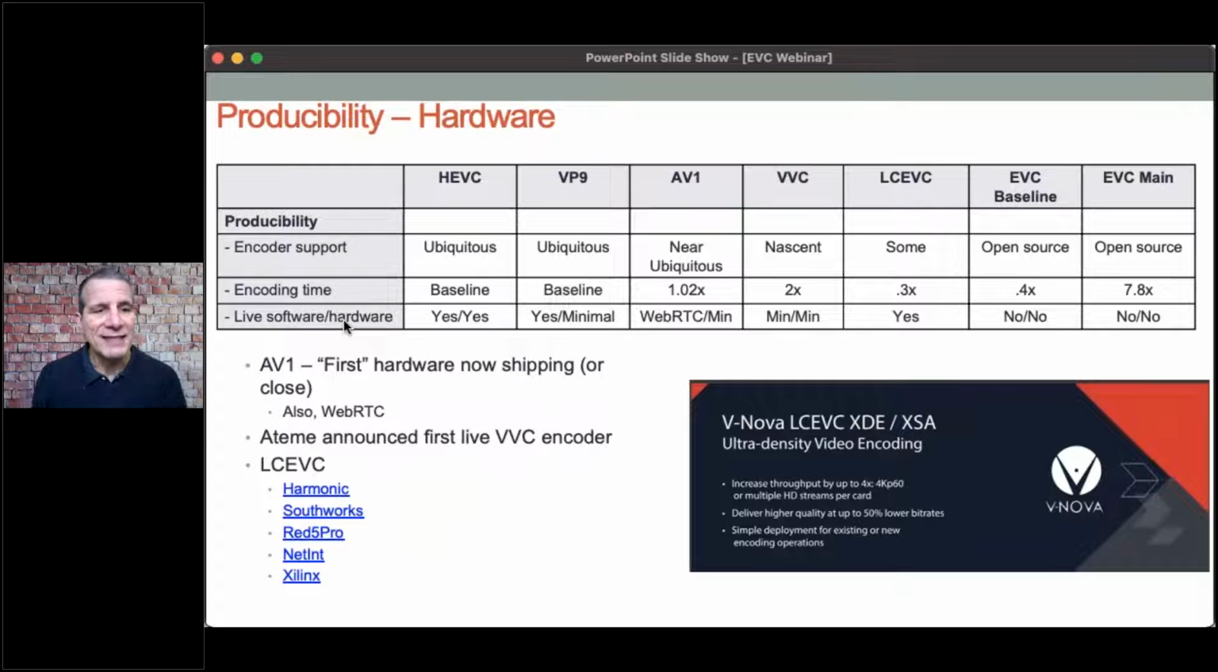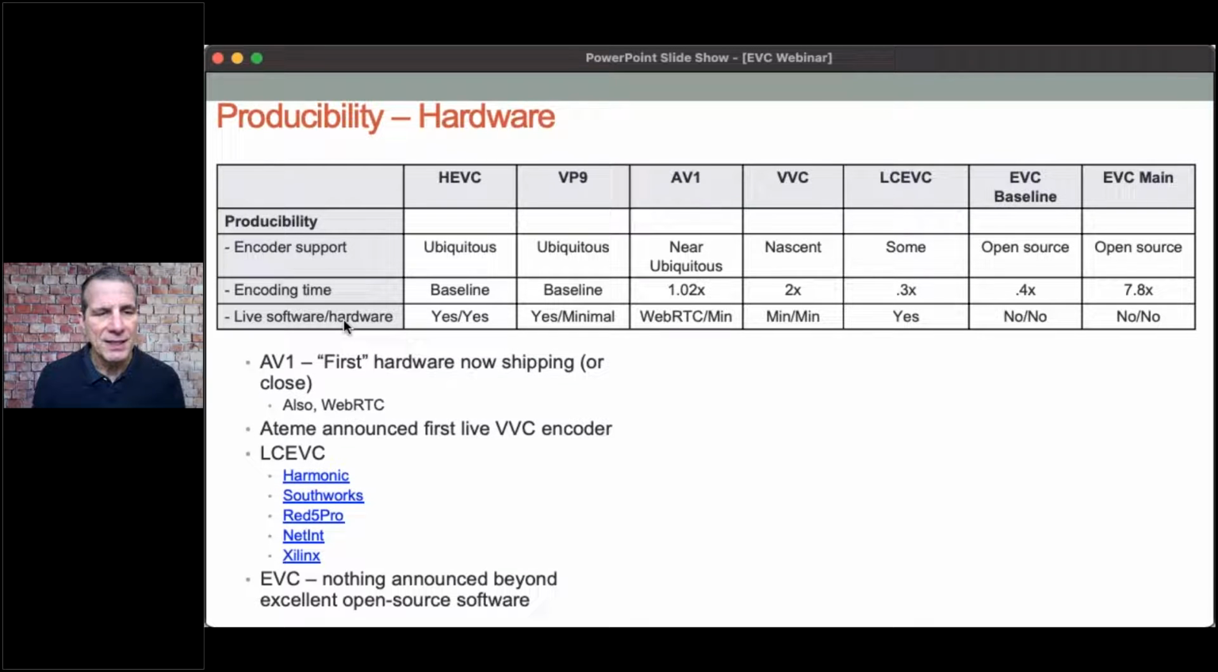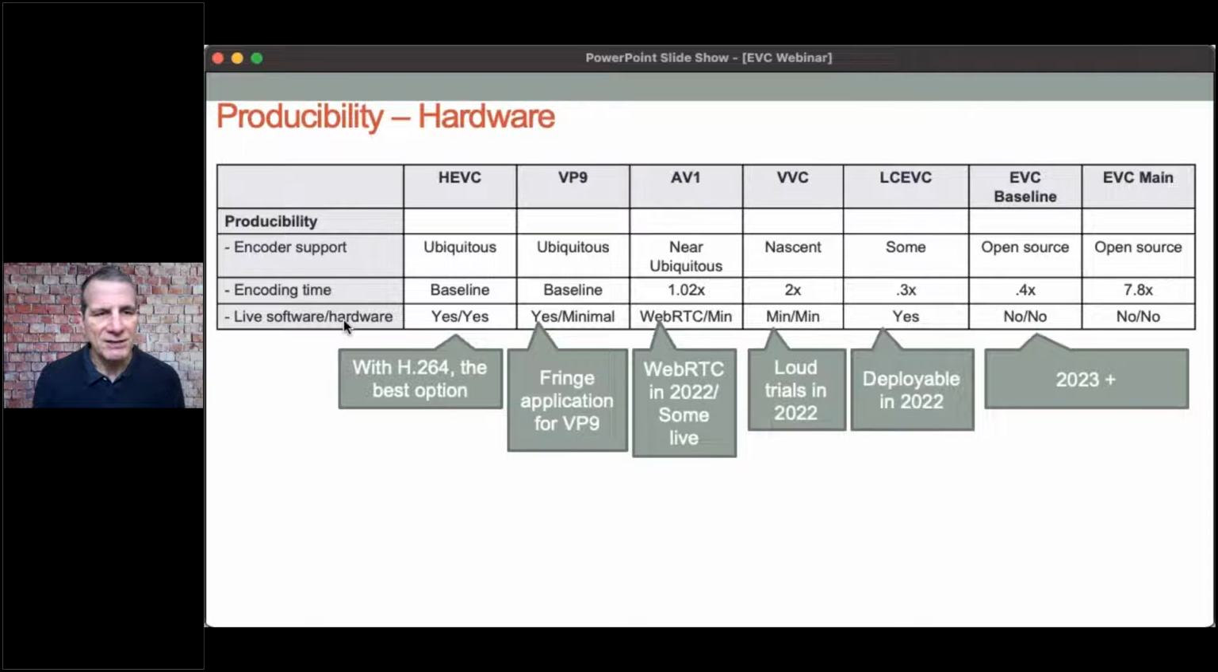And LCEVC has done a good job getting infrastructure support, ecosystem support on the encoding side, as well as the playback side. We'll look at that in a moment. So in terms of encoding hardware, for HEVC, it's been available, it's pretty ubiquitous. We'll look at that in a second. In EVC, I've seen nothing announced. So HEVC is clearly going to be your best option along with H.264.